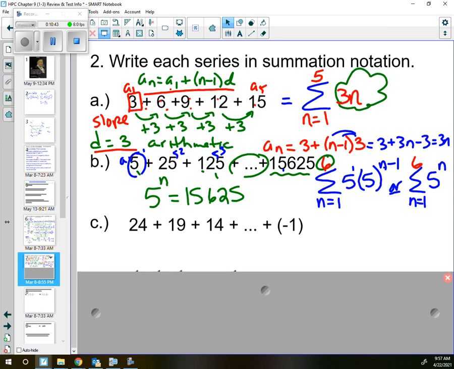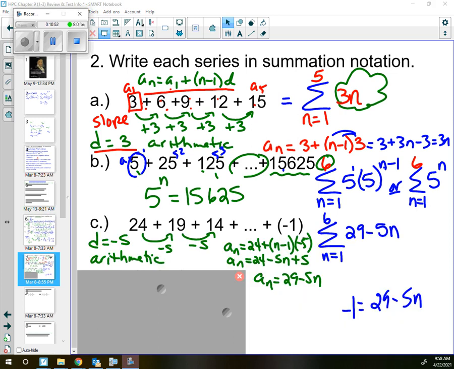All right, see if we can figure out this one. Go ahead, pause the video on this one. See if you can recognize, okay, what kind of series is it? And can you write the sigma, and then we'll come back together. All right, so hopefully you recognize that we're going down by 5 each time, so this is a common difference, so it's arithmetic.